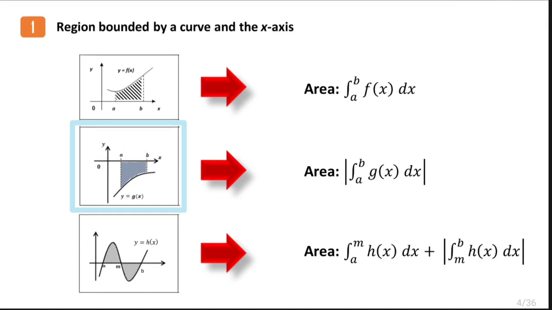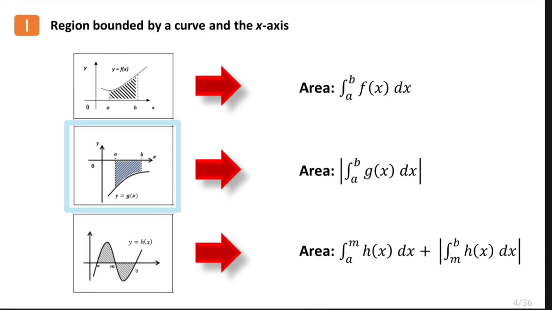But the region is below the x-axis. So when we integrate this function, we will get a negative answer. But area cannot be negative. So we need to put modulus to get a positive answer.